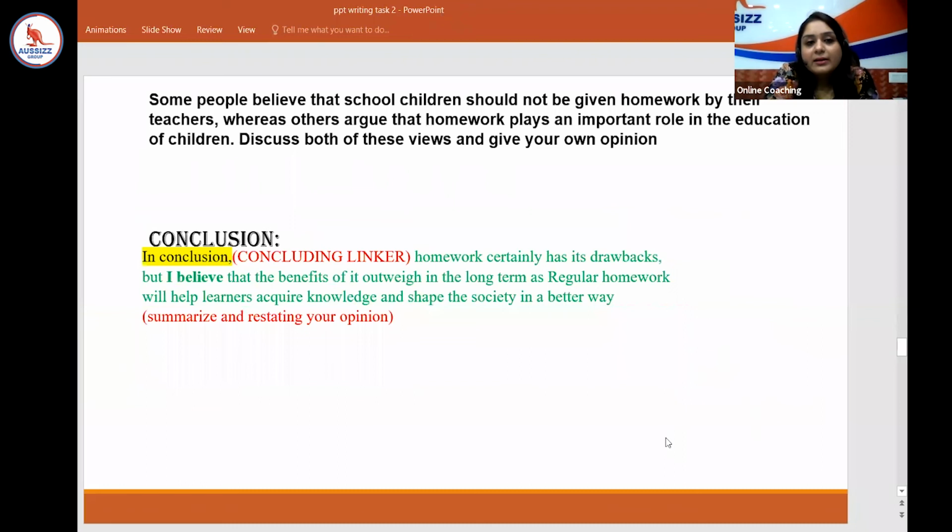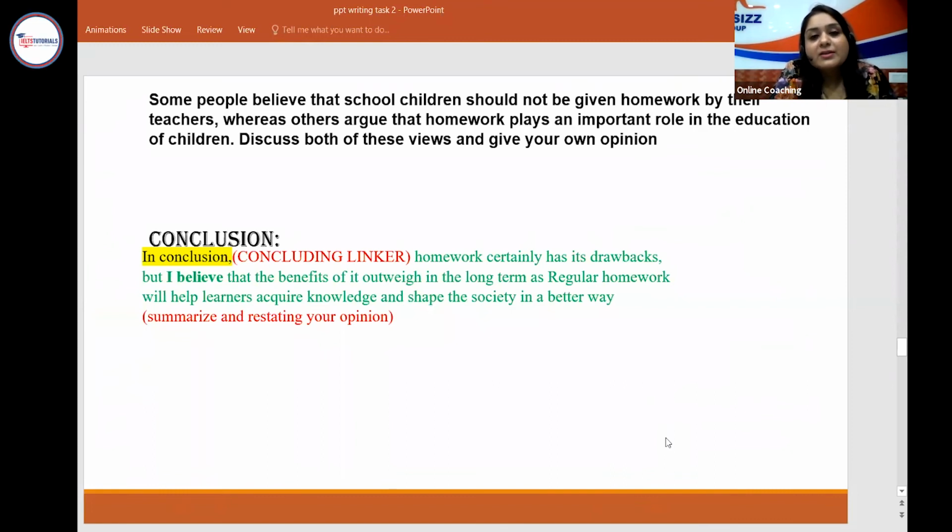Lastly, I have added the conclusion that in conclusion, see, this is my concluding linker. So in conclusion, now I'm going to summarize my body paragraph 1 and 2. See how I have summarized. In conclusion, homework certainly has its drawbacks, because you're favoring the positive part. So of course, you have to go with the negative part first, that homework certainly has its drawbacks, comma. But I believe, again, you have to restate your opinion.